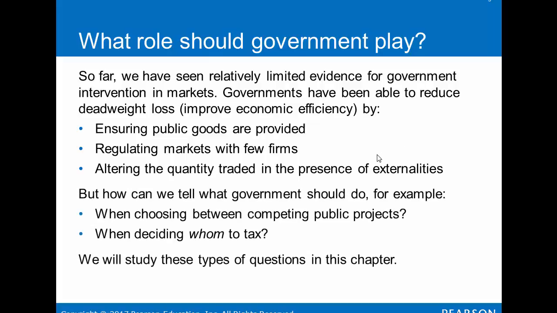But how can we tell what the government should do? For example, when choosing between competing public projects, should we spend money on cancer research? Should the government be spending money on transportation issues? Should the government be spending money on higher education? And then when deciding whom we should tax, how are we going to pay for this and how should we tax them? We will study these types of questions in the next chapter.